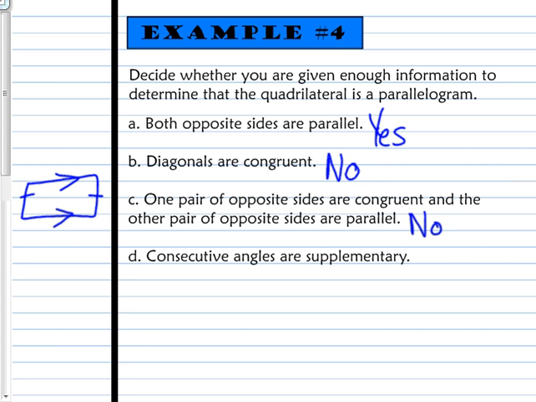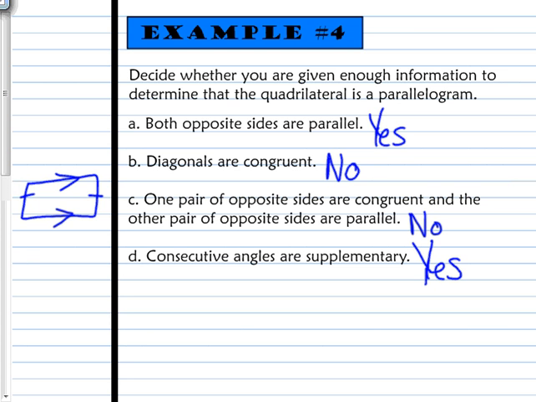And then letter D. The consecutive angles are supplementary. Consecutive angles means the same as same side angles. Sorry about that, guys, intercom announcement. So again, consecutive angles means same side interior angles, and if all of the pairs of them are supplementary, then yes, it is a parallelogram as well.